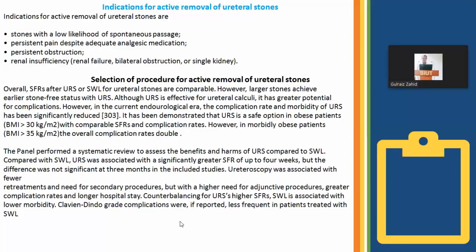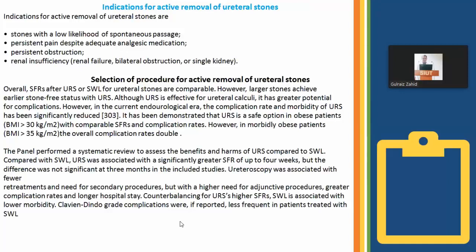Indications for active removal of ureter stones. Indications for active removal of ureter stones are stones with a low likelihood of spontaneous passage, persistent pain despite adequate analgesic medications, persistent obstruction, and renal insufficiency, that is renal failure, bilateral obstruction, or single kidney.